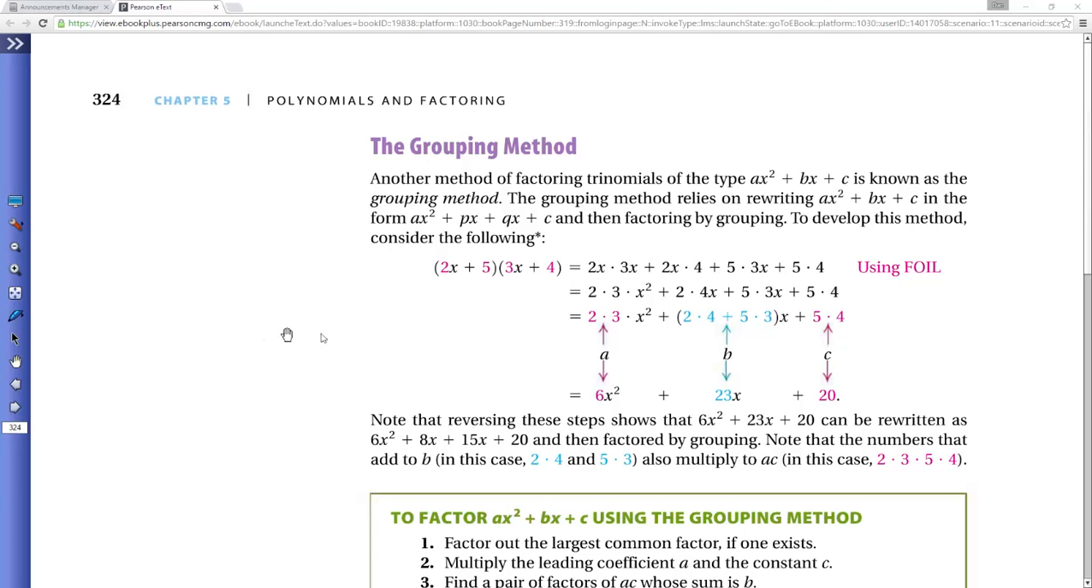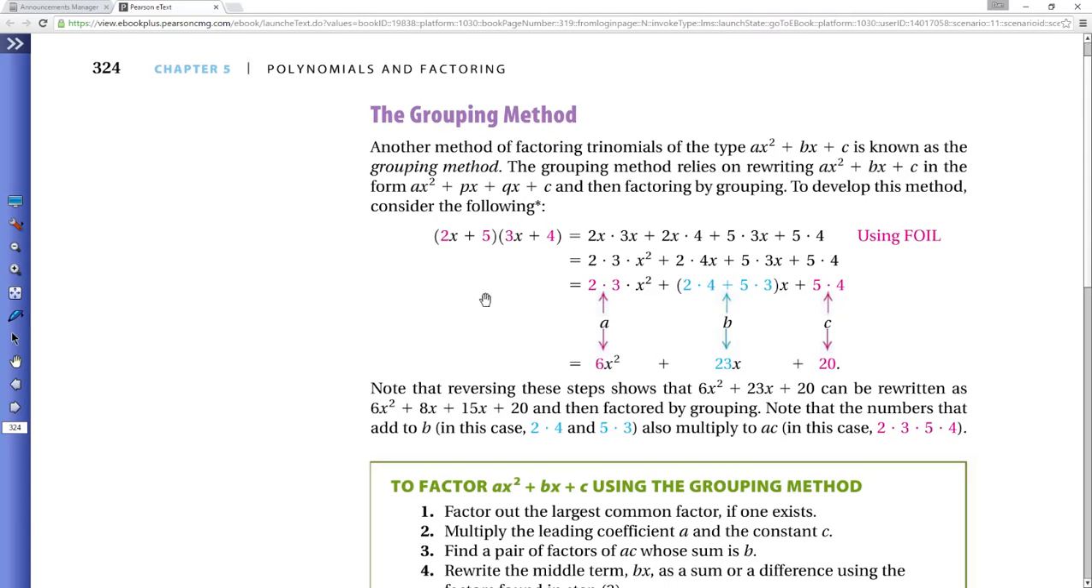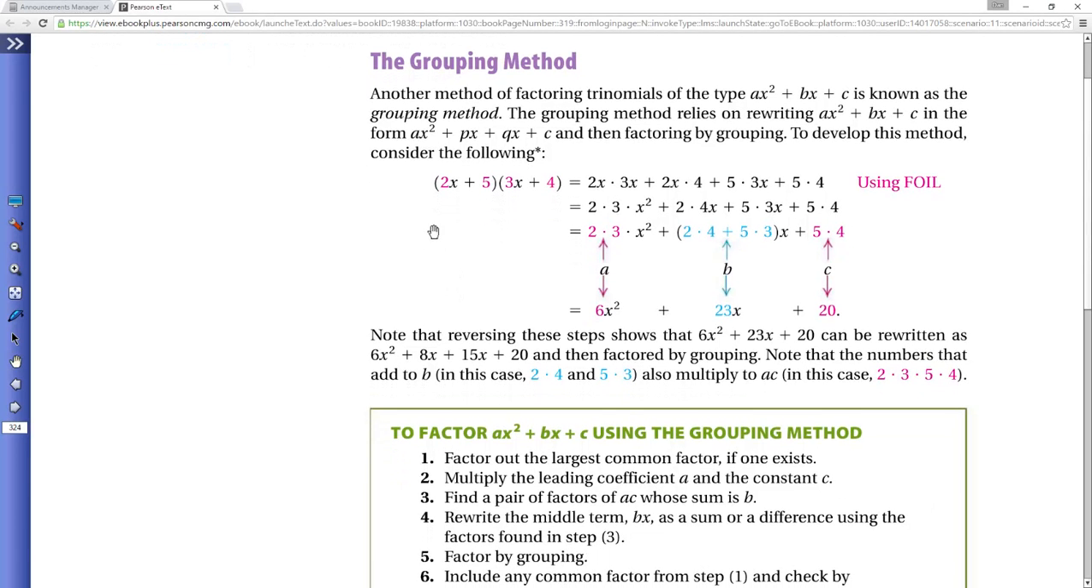And I've seen some students just jump right into grouping. Saves a lot of time, because factoring can be very time consuming. So they have a little more time to work on some other things.